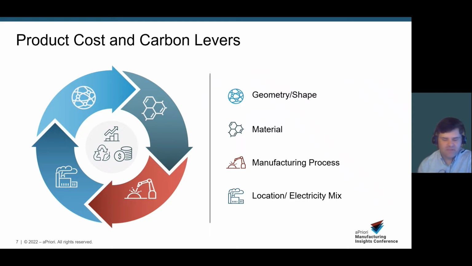And the other thing we find is these are all very dependent on each other. So if I change the geometry and shape, I can change my material, then I can change my manufacturing process. So really helping you understand how these different levers are pulled and can be managed in a way to reduce cost and carbon along the way.